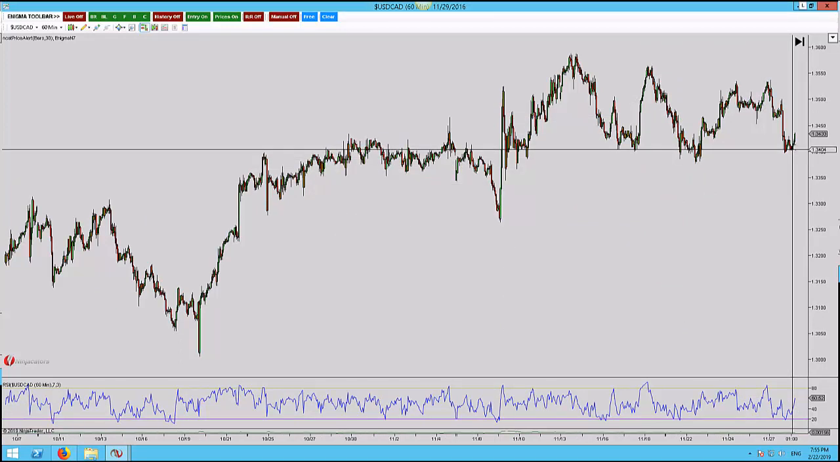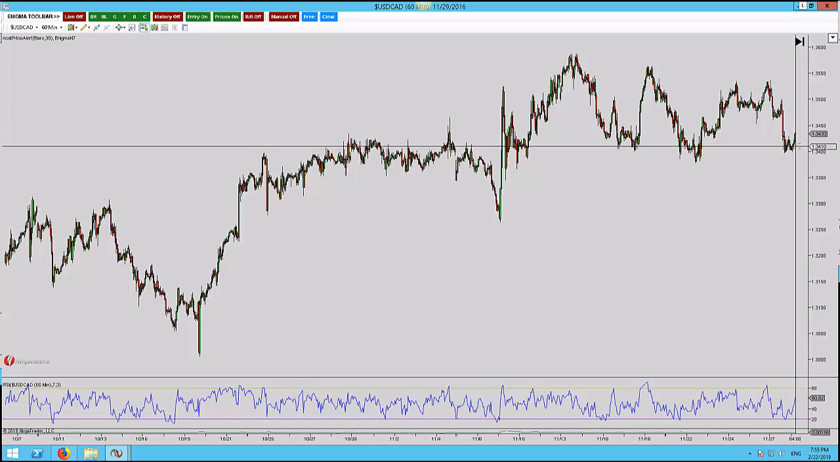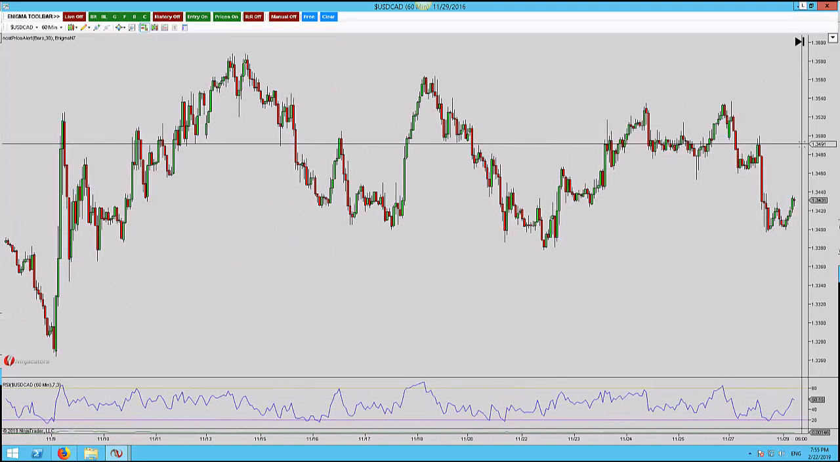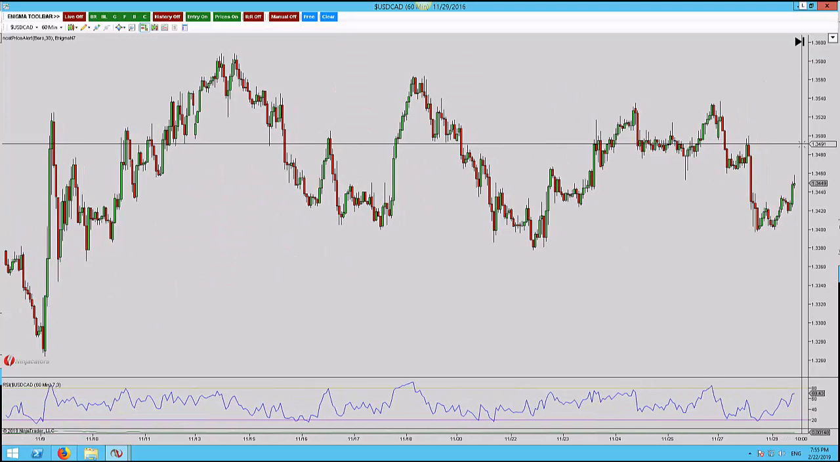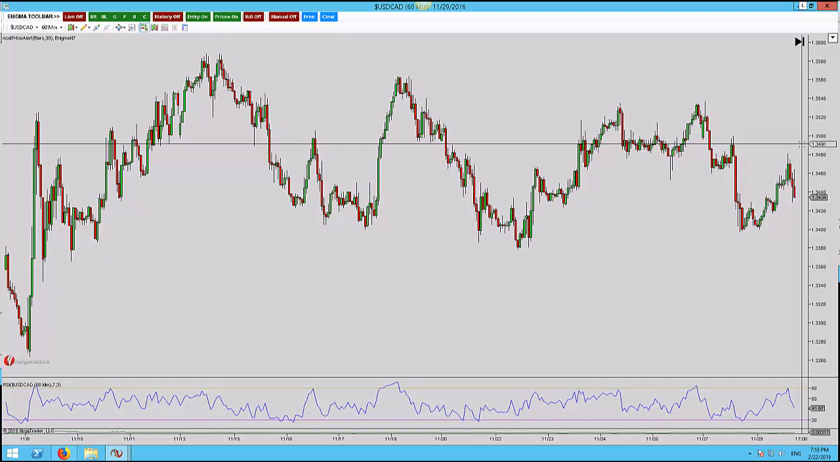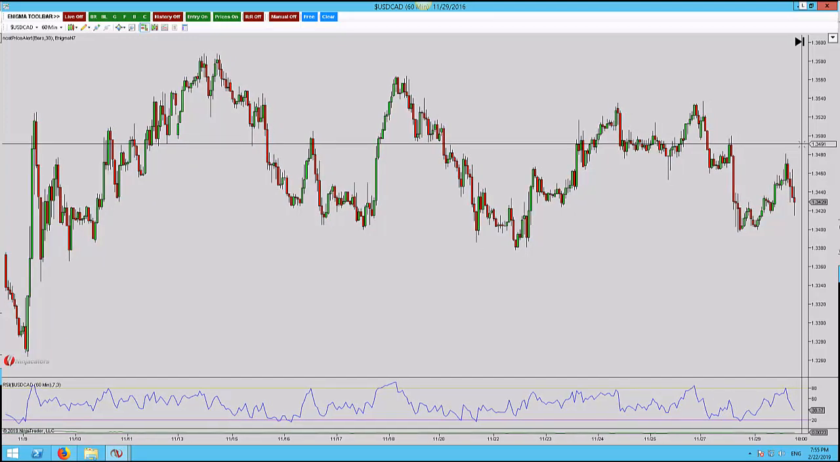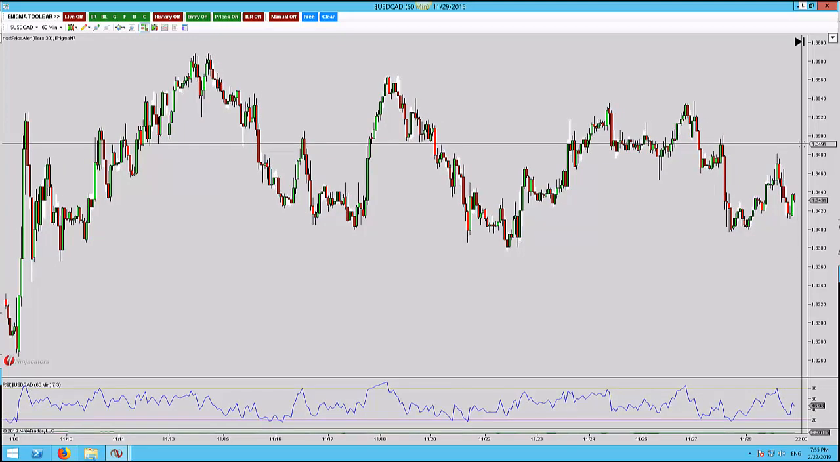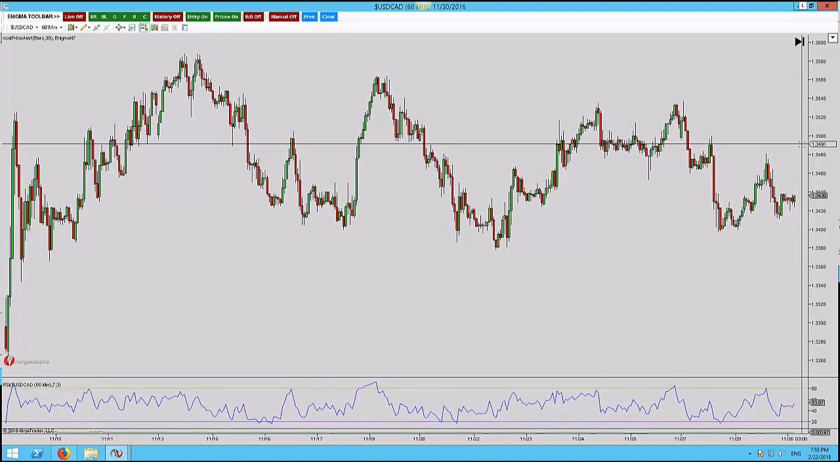Double bottomed. Not at any type of structure level that I would be interested in. So while it looks a great double bottom, I'm not interested. Okay, we've now made it up to structure. We've turned around and coming back down.